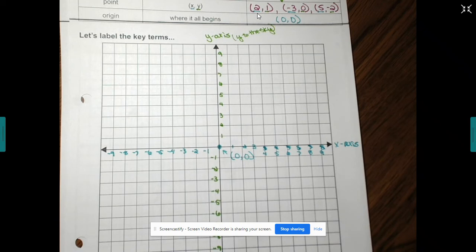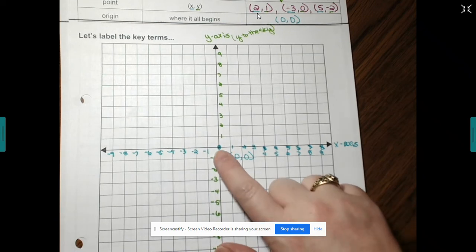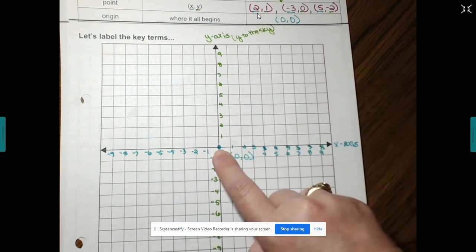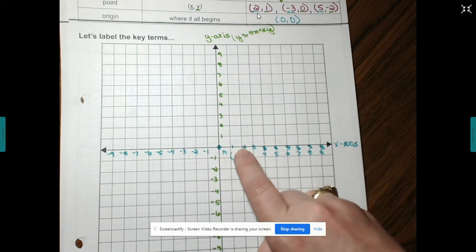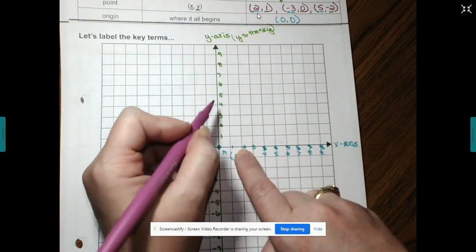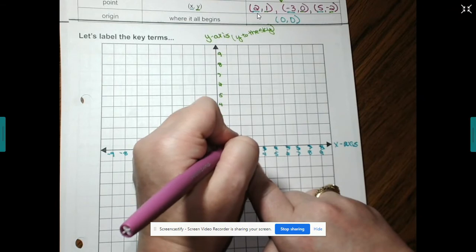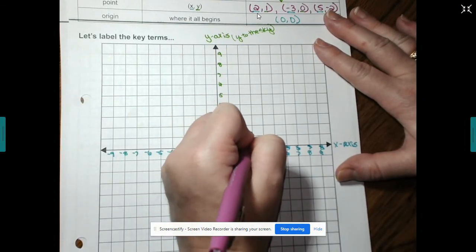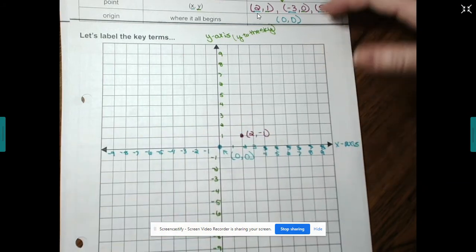Okay, so now let's find point 2, 1. So we know that our x value is going to be 2. So we go to our origin, we go over 1, 2, because x value goes left to right, side to side, horizontal. And then we know our y value is our up and down value, and it's a +1, so it goes up 1. So that is point 2, 1.